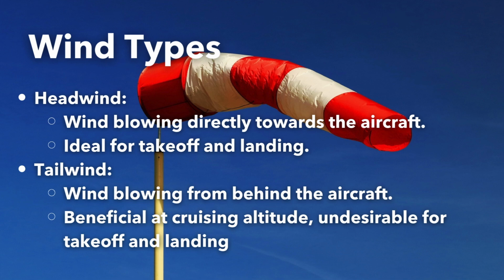On the other hand, a tailwind is a wind blowing from behind the aircraft. While tailwinds are beneficial at cruising altitudes because they increase ground speed without requiring higher airspeed, they are undesirable during takeoff and landing. Tailwinds increase the required runway length as the aircraft needs more distance to generate lift.